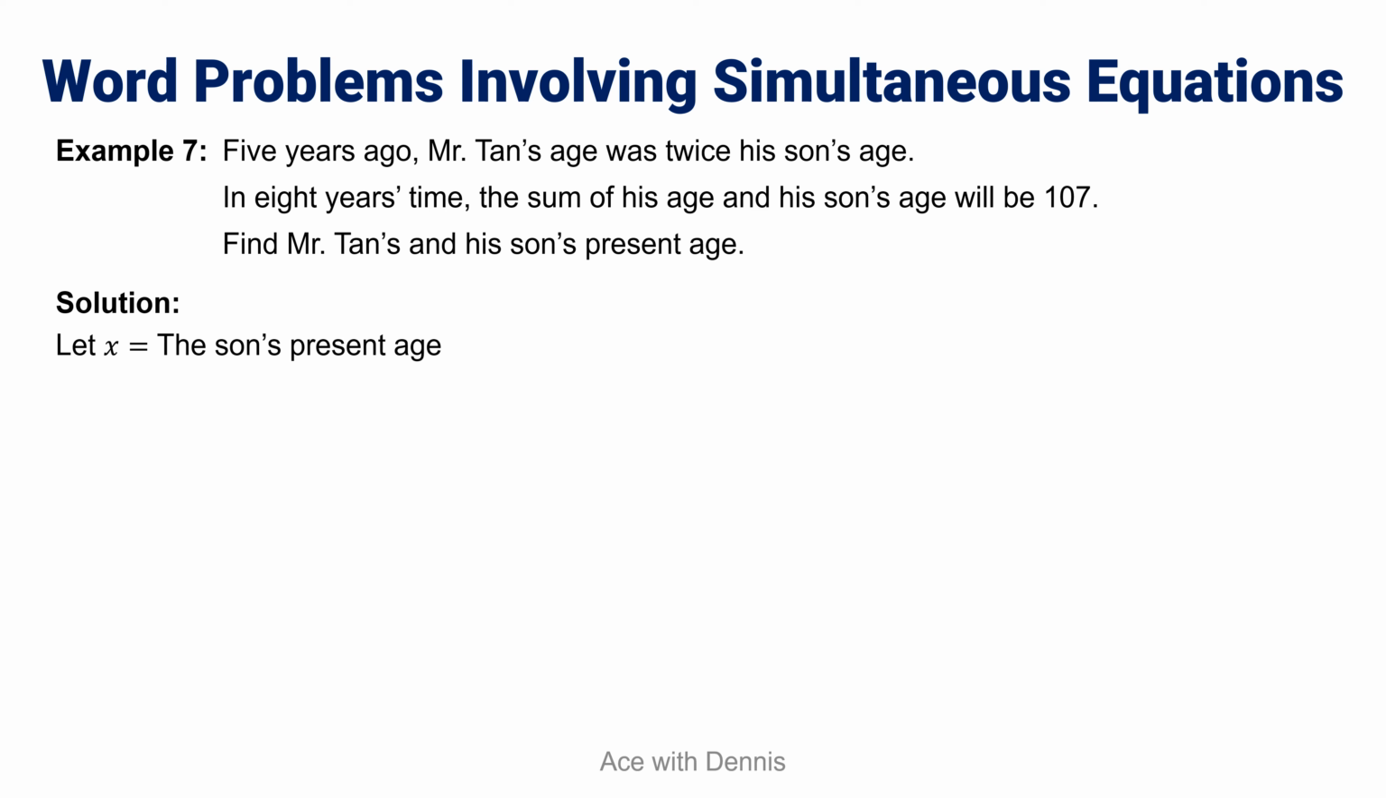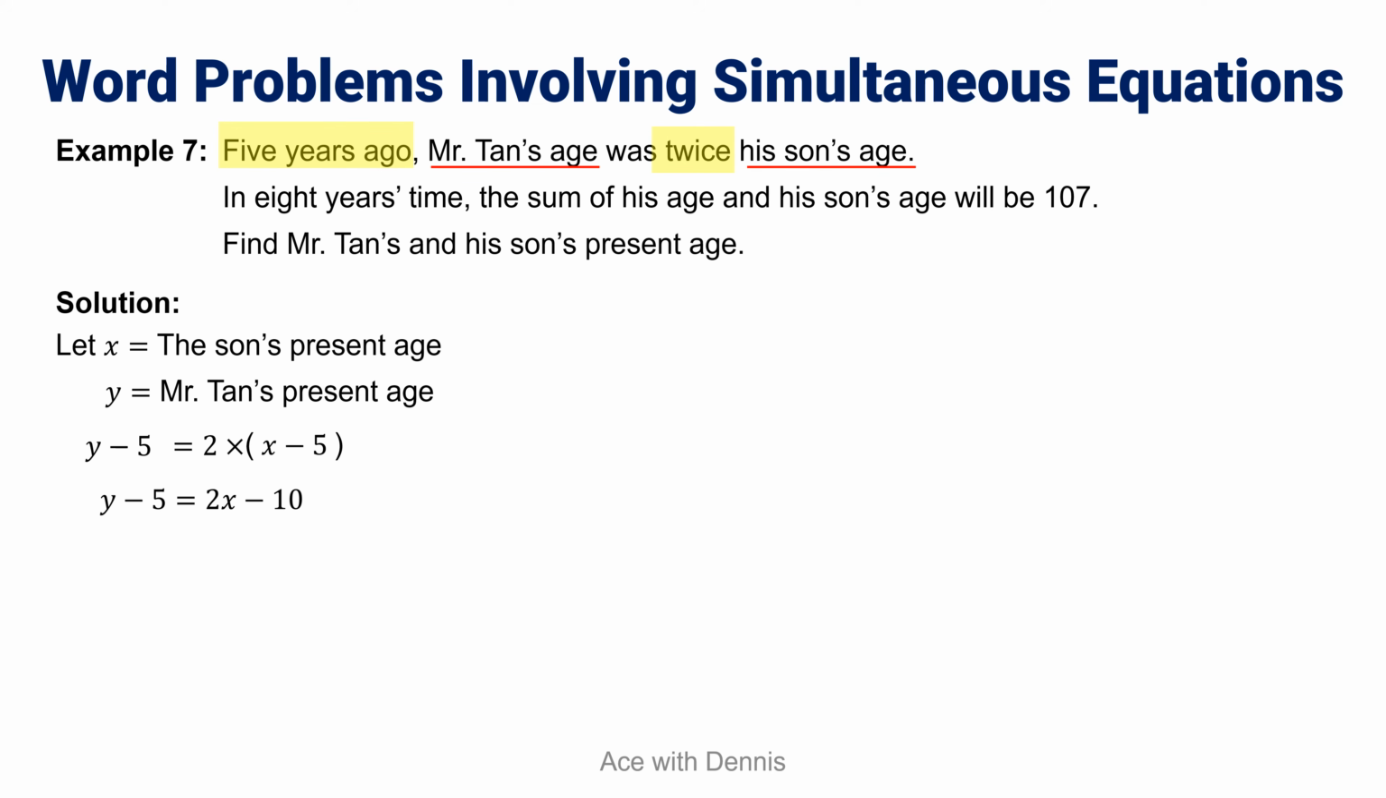Here's the solution. We let x be the son's present age and y be Mr. Tan's present age. So from the information given, 5 years ago, I can write x minus 5. So this is the son's age 5 years ago, and y minus 5. So this is Mr. Tan's age 5 years ago. So Mr. Tan's age is twice his son's age, then I can put equals 2 times x minus 5. Then I will put a bracket here so that the 2 multiplies the whole thing, x minus 5.